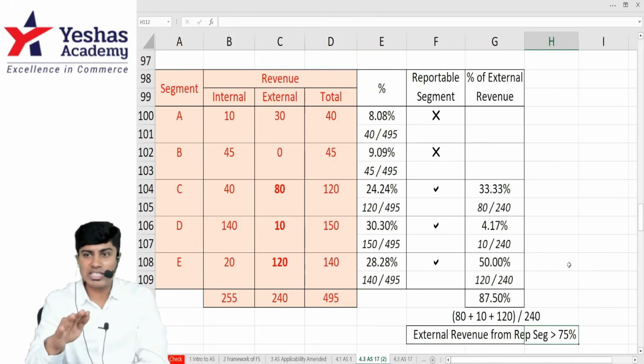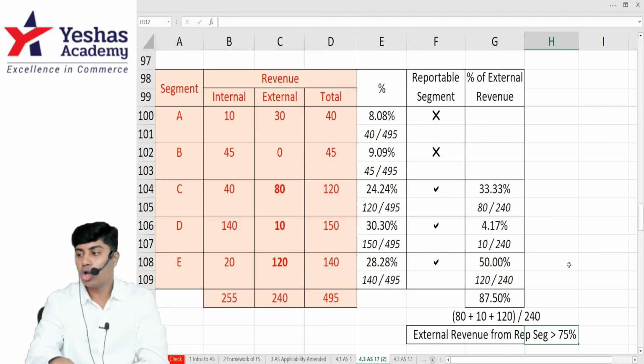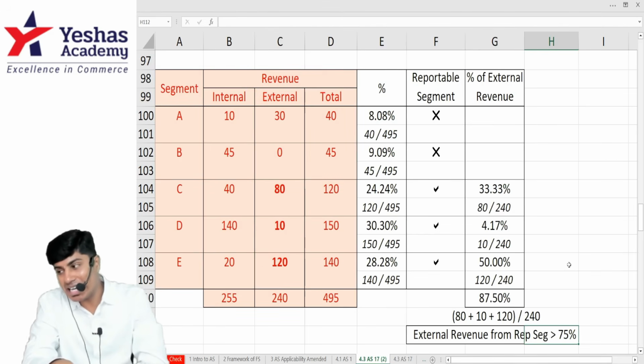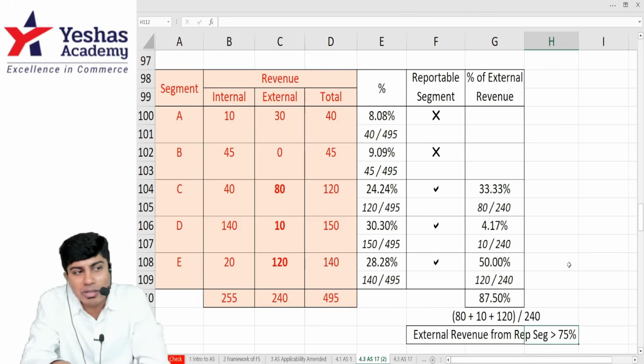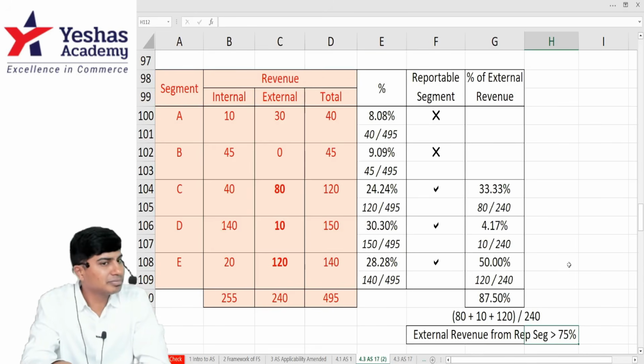If it doesn't fulfill the 75% criteria, though A and B are not contributing 10% of the revenue, still A and B will be identified as reportable segments, not based on 10% criteria, but based on 75% criteria. Okay? Did I answer your question?